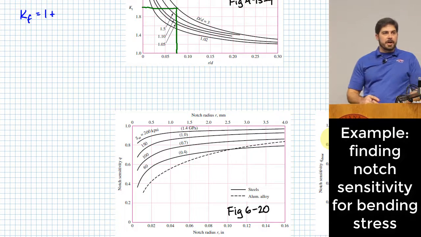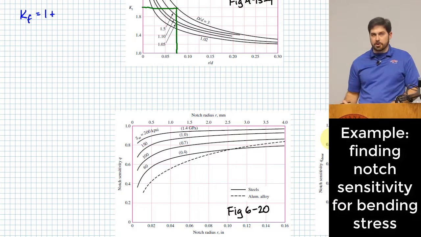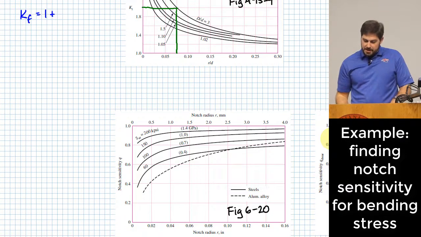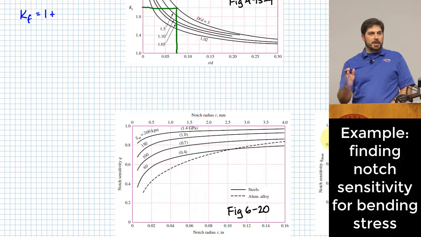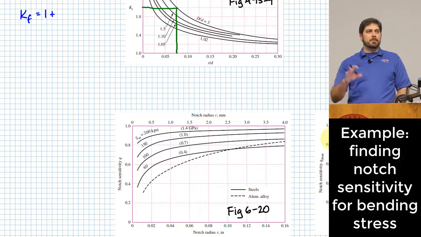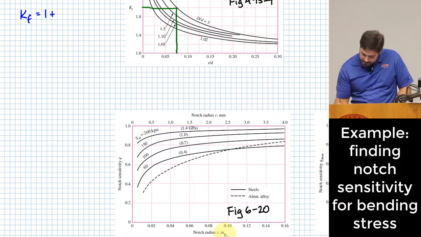The quick and dirty way to do it, if you don't need your results to be super accurate, is to read off of these charts. My recommendation is, if you have a little bit of time, go ahead and run through that calculation. Otherwise, if you're trying to get a quick answer, use the chart. And since I'm more interested in showing you the rest of this problem, I'm going to use the chart. So what's my notch radius?